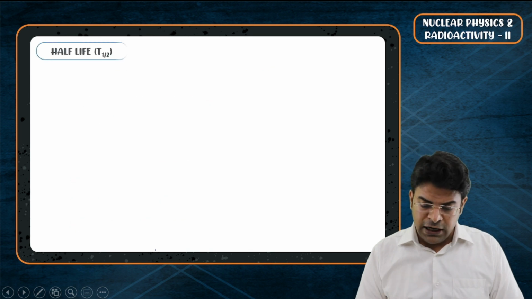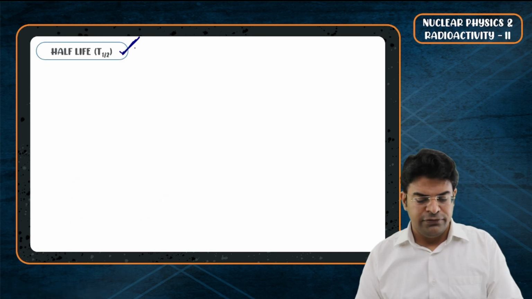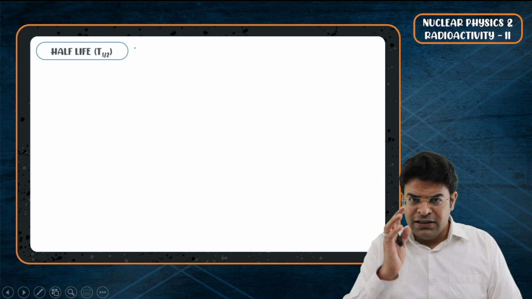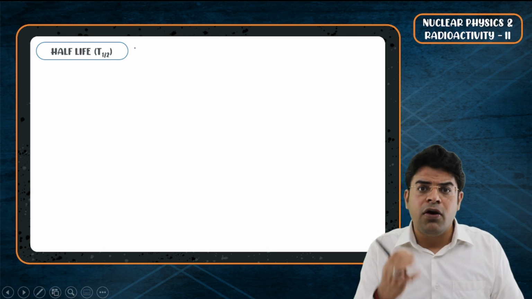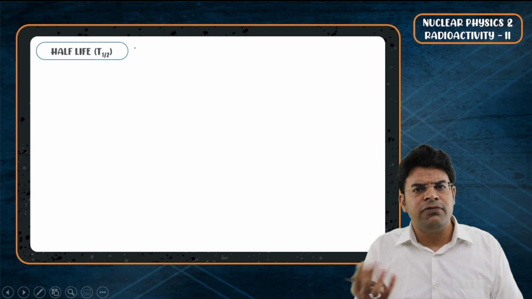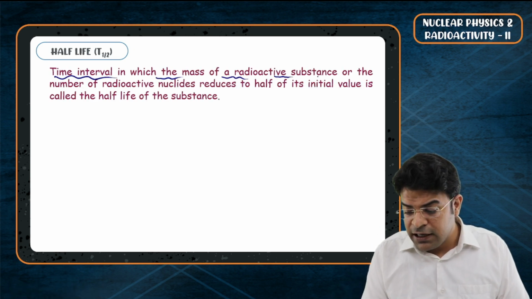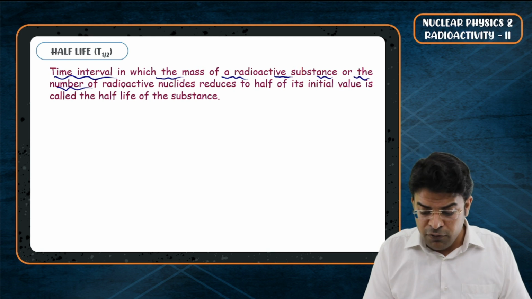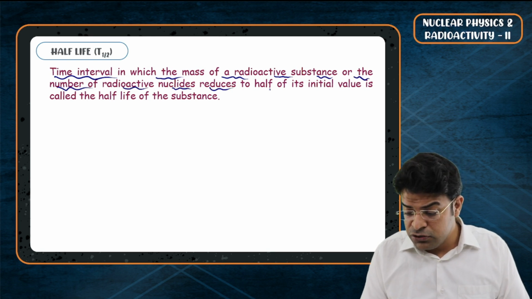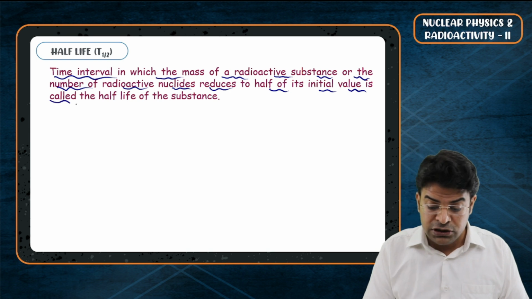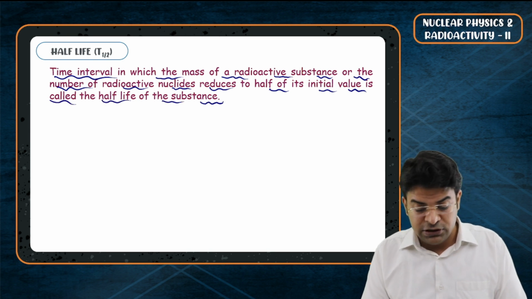Now let's move on and talk about something called half-life. Half-life: the time in which the number of radioactive nuclei becomes half, that's half-life. So the time interval in which the mass of a radioactive substance or the number of radioactive nuclides is reduced to half its initial value is called the half-life of the substance.